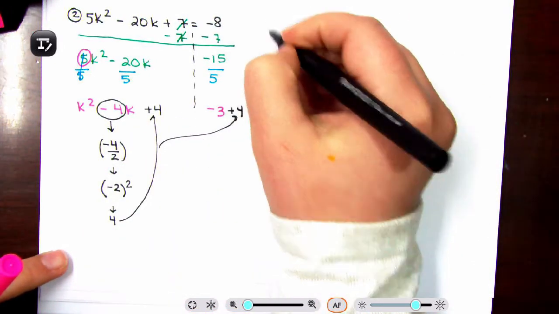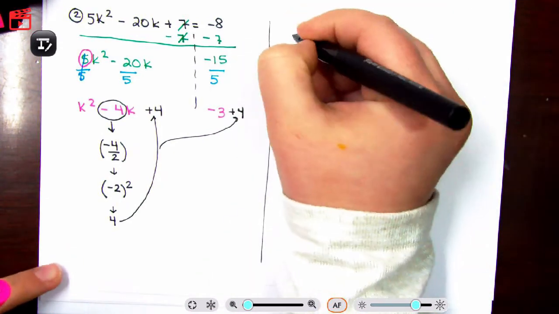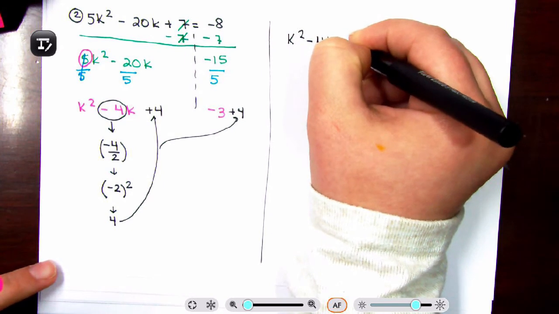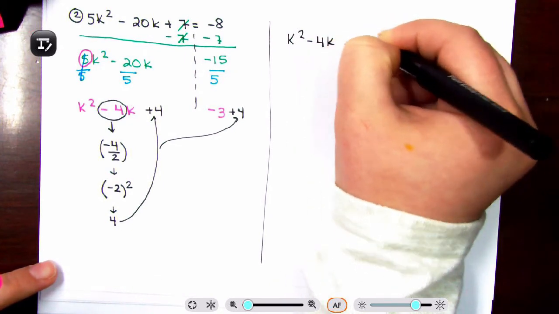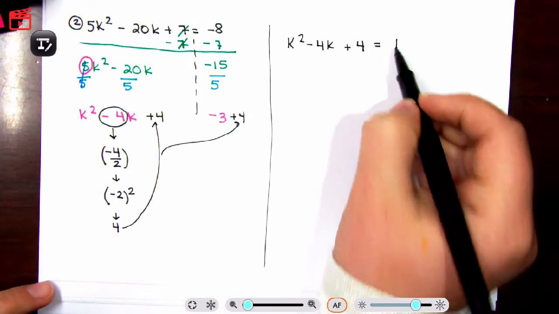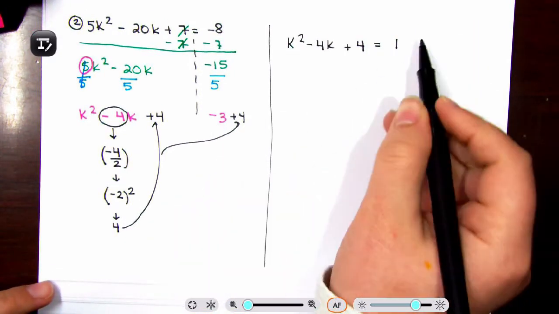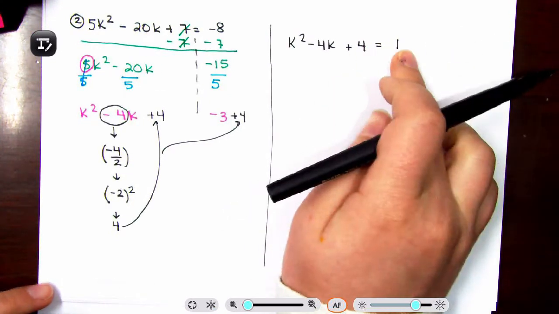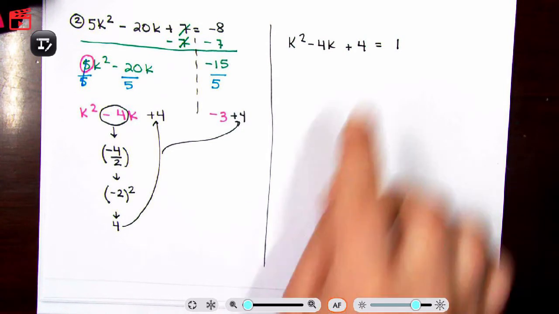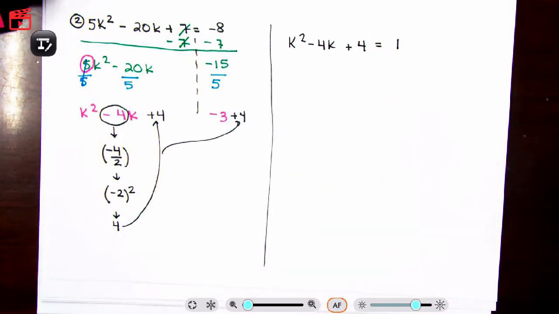So what are we going to have? I'm going to shift this here. I'm going to rewrite this. I have k squared minus 4k plus 4 is equal to a positive 1. Now, notice that we had a negative 3 here. If at this point, in this step, we end up having it equal a negative number, then you no longer have a solution, because taking a square root of a negative number is not a real answer, so we would say no solution. But because 1 is positive, we can continue.